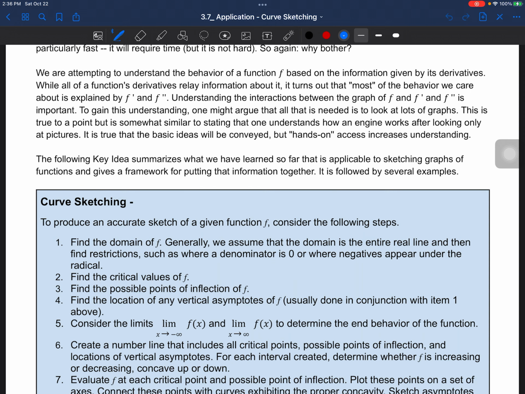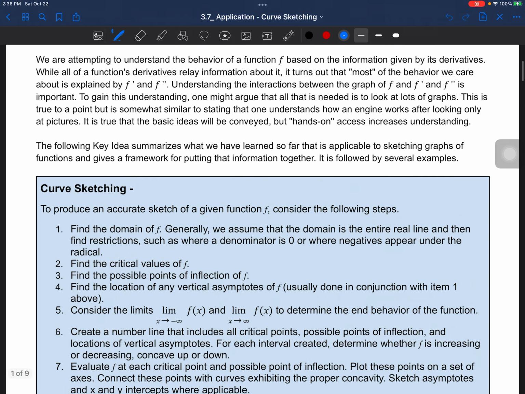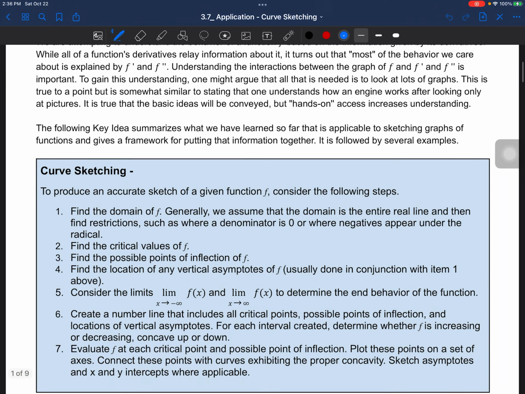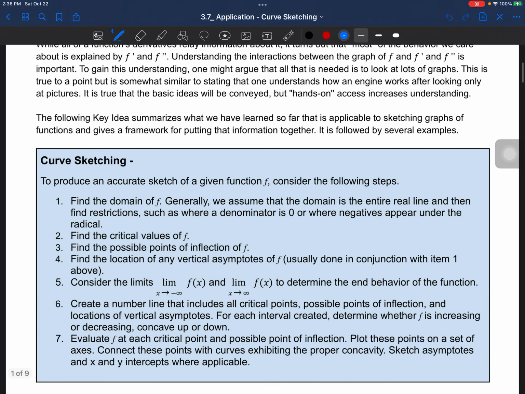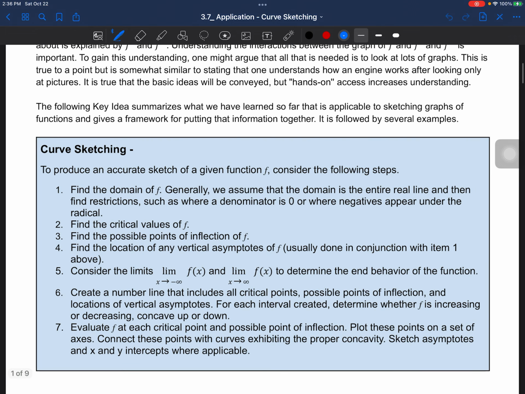So what we're going to do here in the next table, we're going to summarize key ideas that we have learned so far in this chapter that we can apply to help us sketch the graph of the function. And it gives us a framework for putting that information together. It is followed by several examples in the next videos.